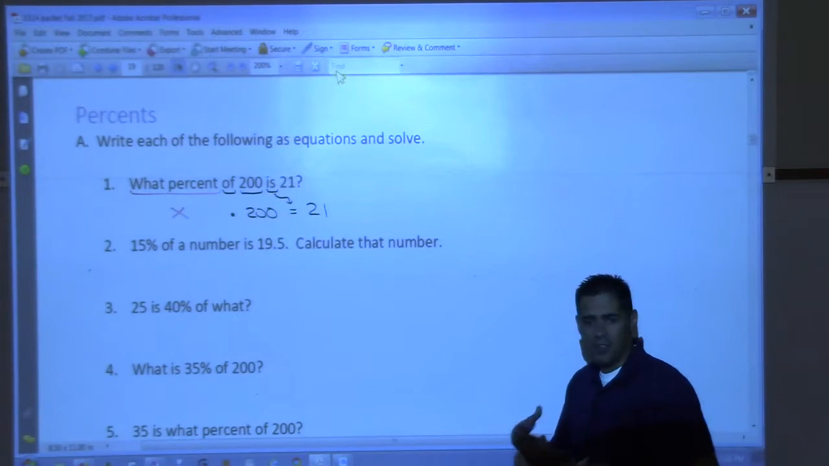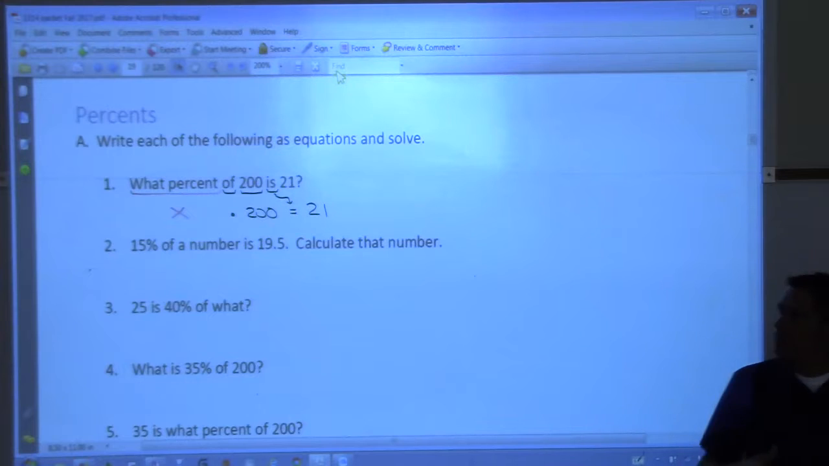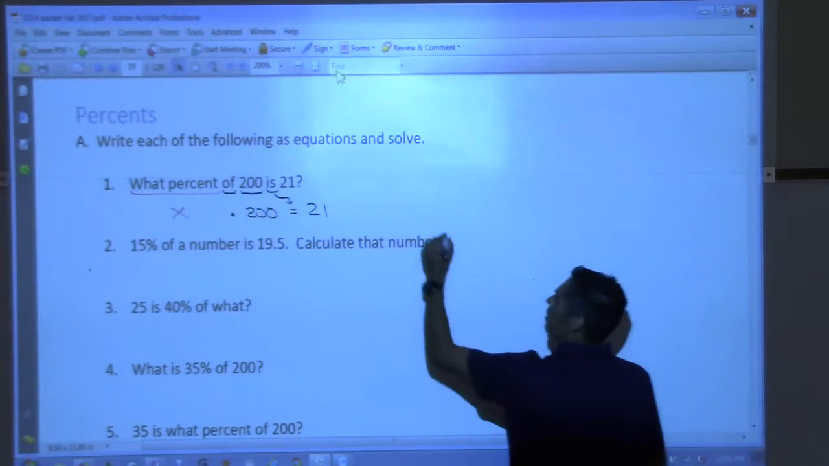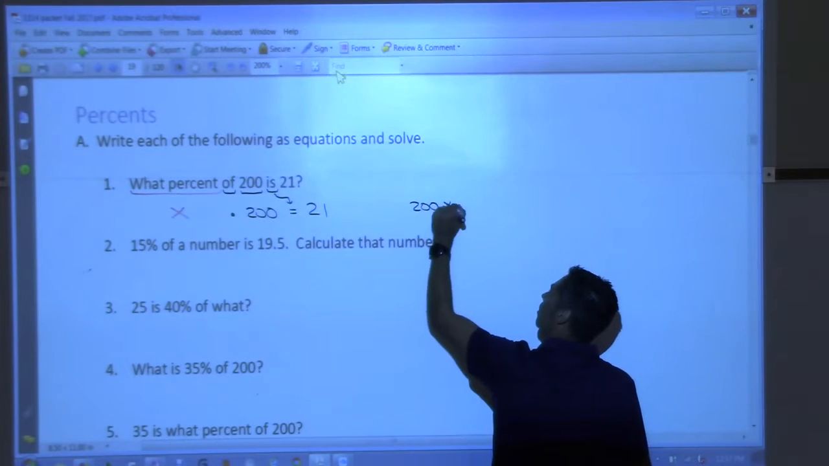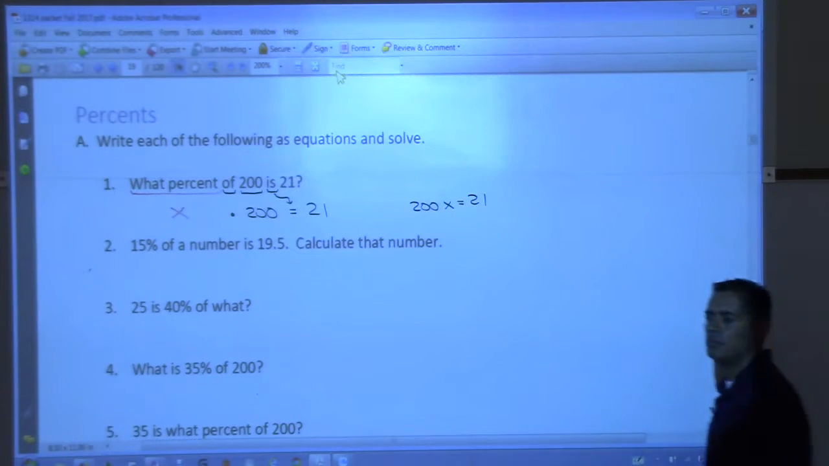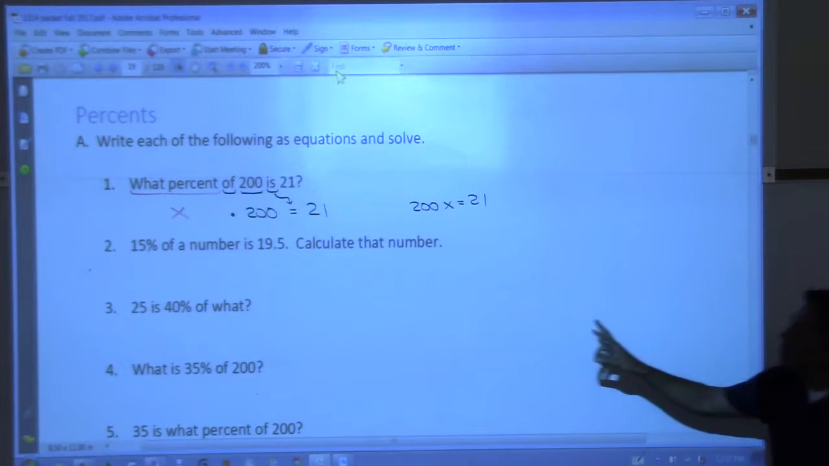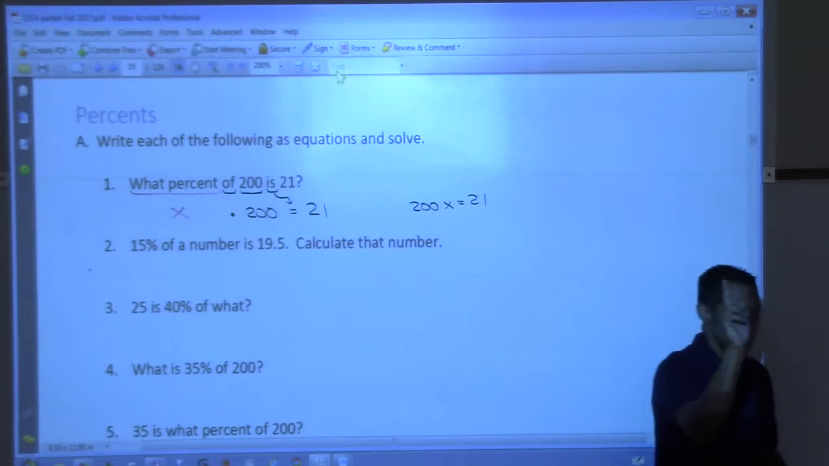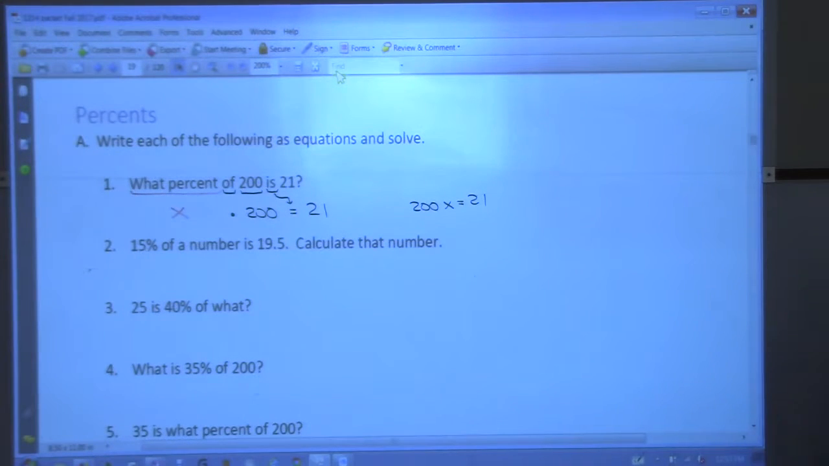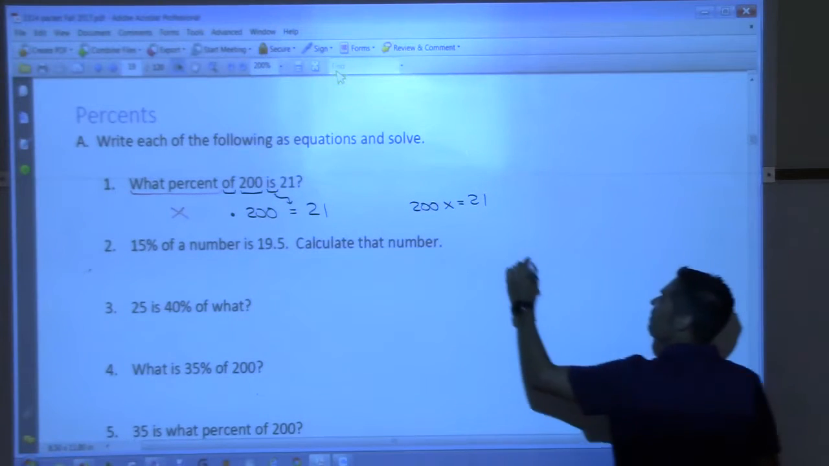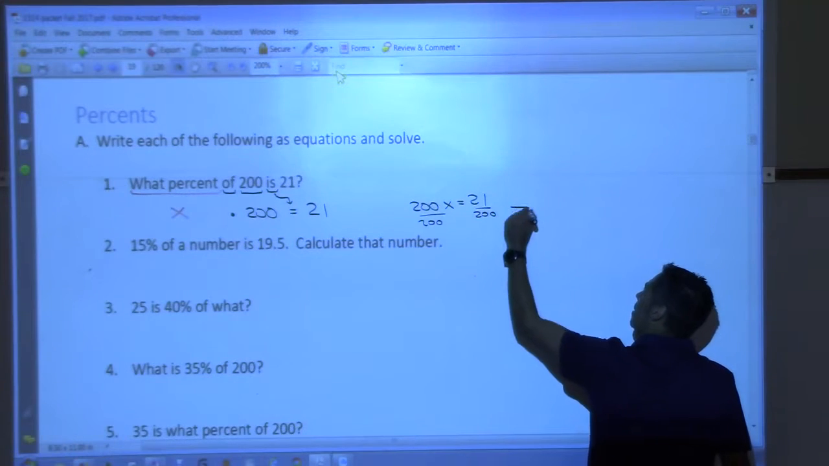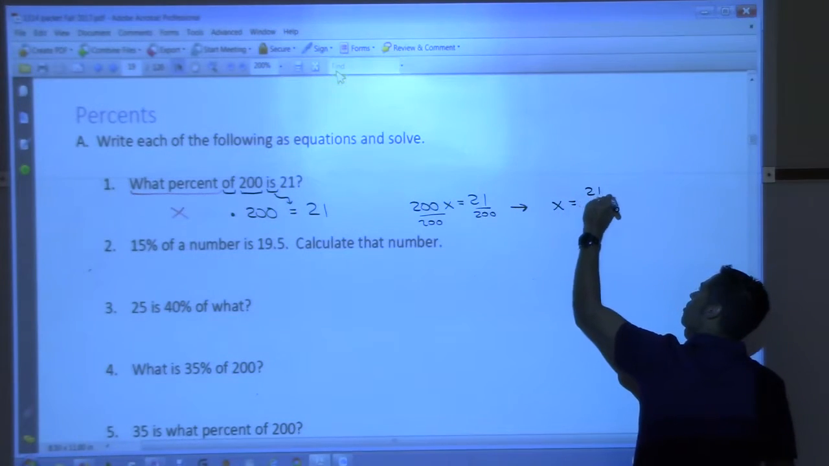Do you see how that was translated? So what percent is just something we're looking for. Of 200 means x times 200 equals 21. Let me rewrite this: this is really saying 200x equals 21. I just switched the order. x times 200 is the same as 200 times x. We talked about that earlier, that multiplication is commutative. How would you solve that for x? Divide both sides by 200. Then x is equal to 21 over 200.